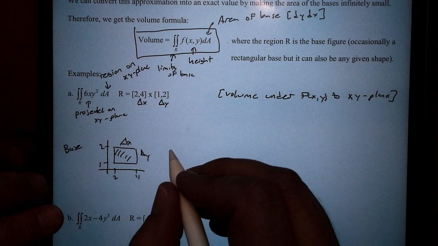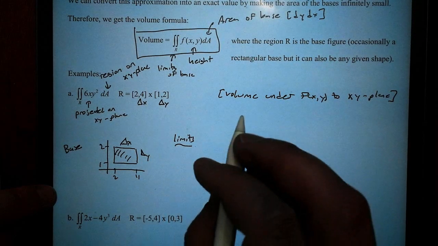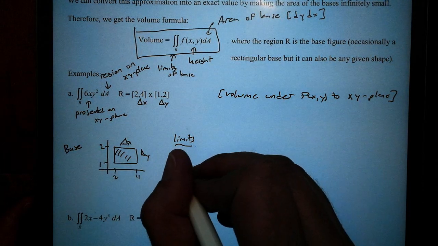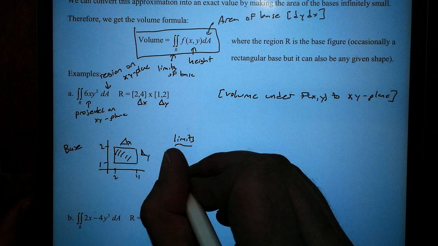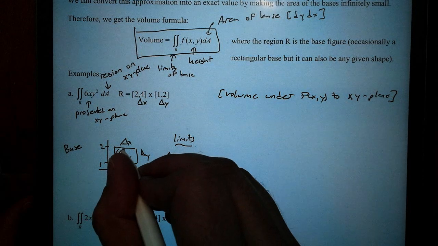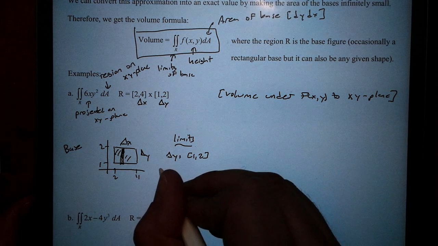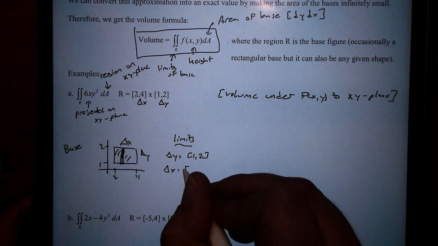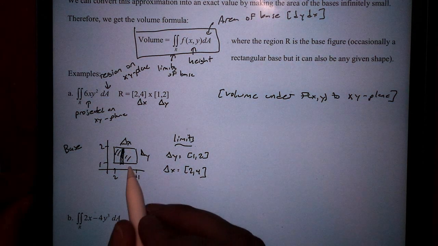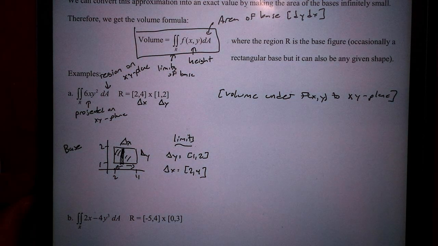Now I'm ready to go ahead. So if I get the limits for my base, my change in x, my vertical, delta y. Well, if I think about it being vertical using a vertical rectangle, my delta y is going to go from 1 to 2, and my change in x is going to go from 2 to 4. So this is the base we're projecting, because remember, we're going to take this rectangle and move it right and left between 2 and 4.